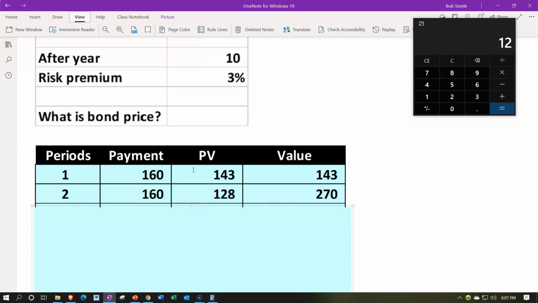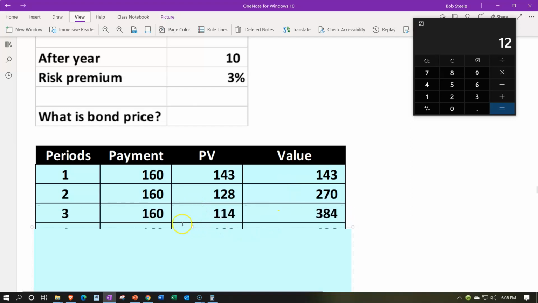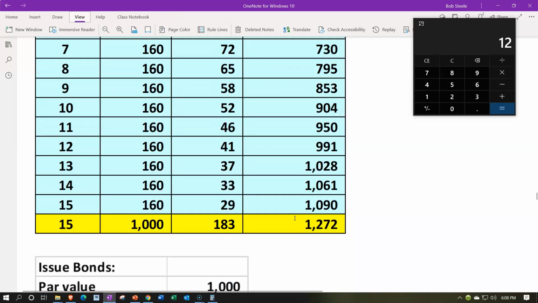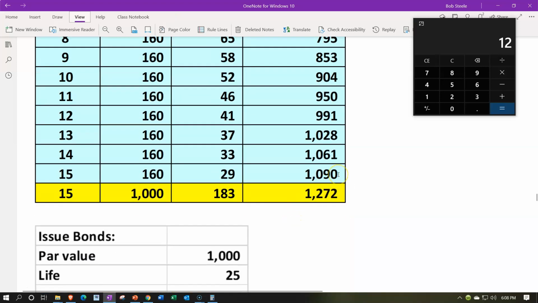I highly recommend doing so. It's good times. So the 128 plus the 143 gives us the 270, and so on. If we did that again, the 160, bringing it back 3 periods, we got the 114. 114 plus the 270 gives us the 384, and so on and so forth, till 15 payments, because we only have 15 this time, because time had passed. That ends off at the 1,090.